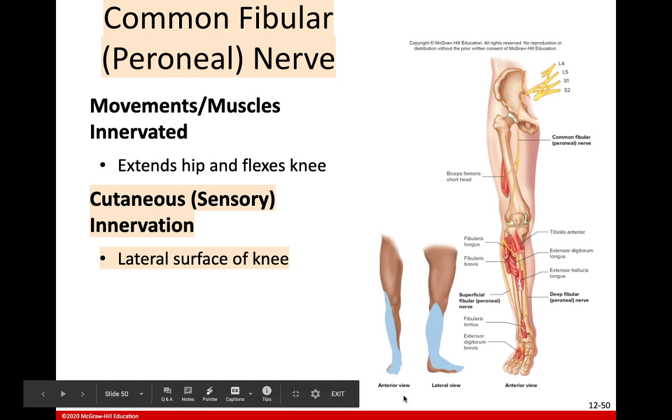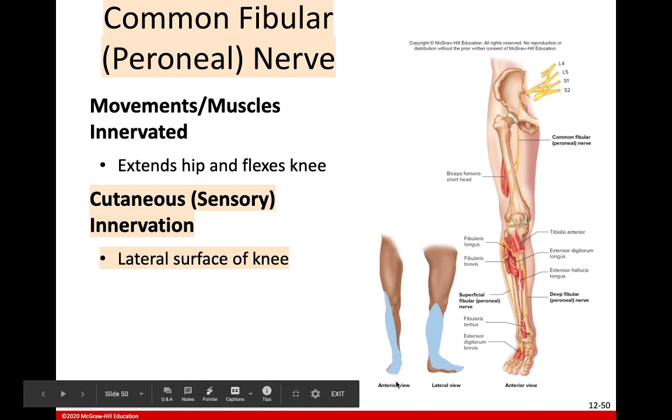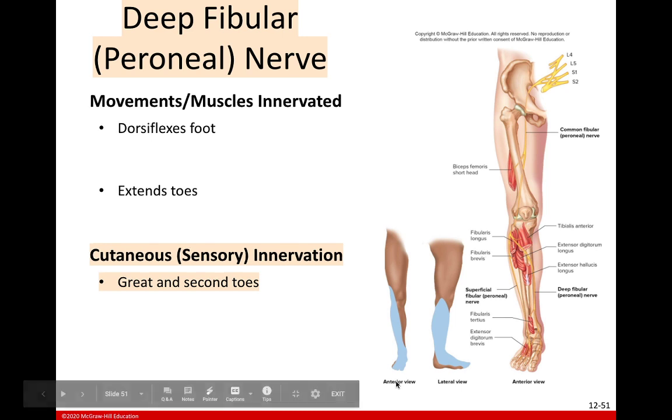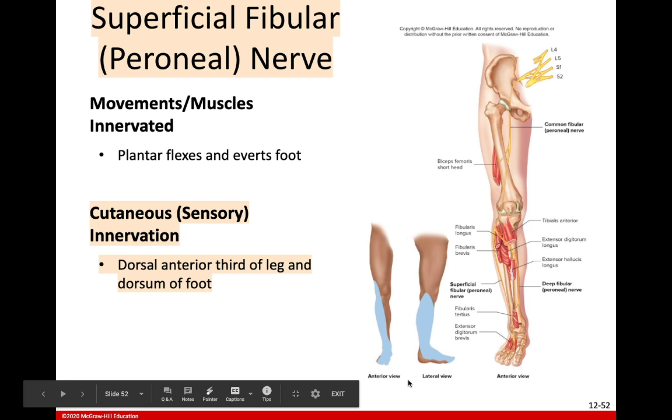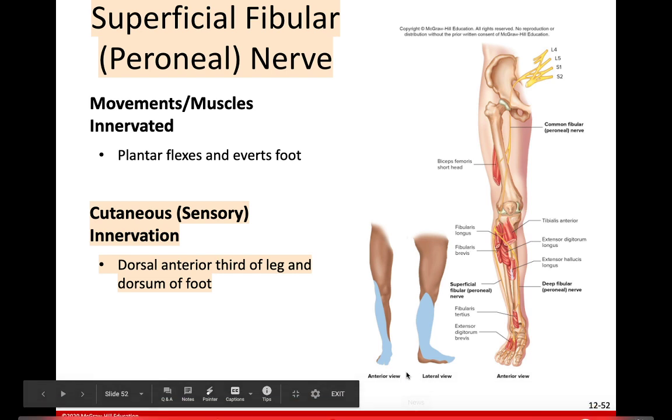The common fibular or peroneal nerve is innervating the lateral portion of the knee here, as well as the superior portion of the foot. The deep fibular or peroneal nerve is innervating, again, the lateral portion of the lower leg, as well as the big toe and the middle toe, the second toe. The superficial fibular or peroneal nerve is innervating the anterior portion of the leg and the back of the foot.